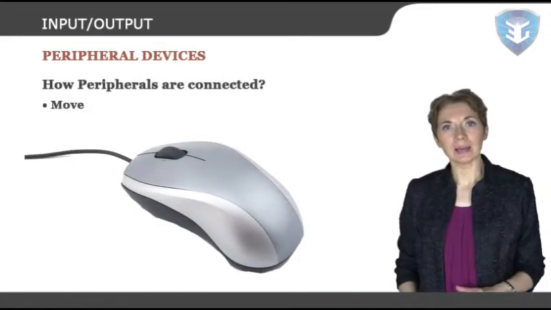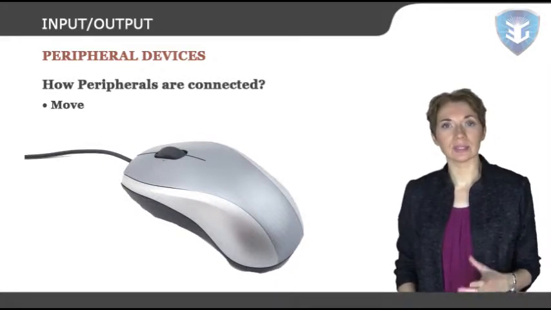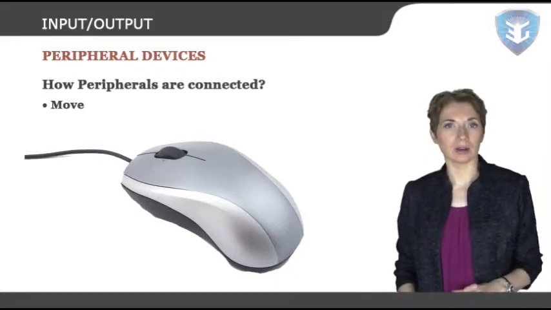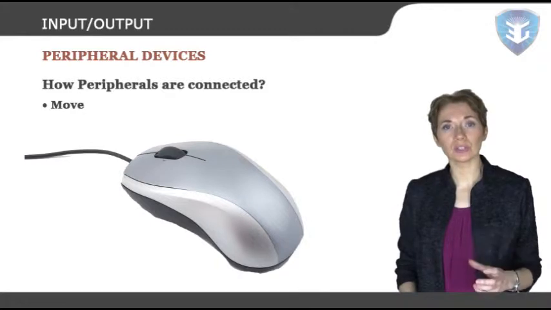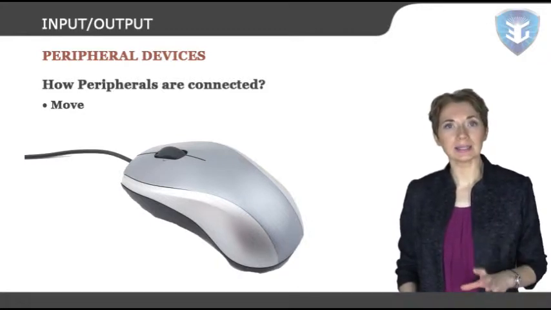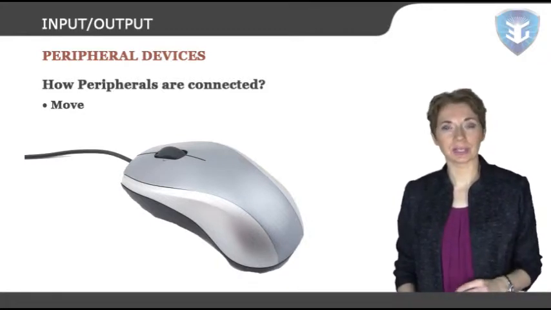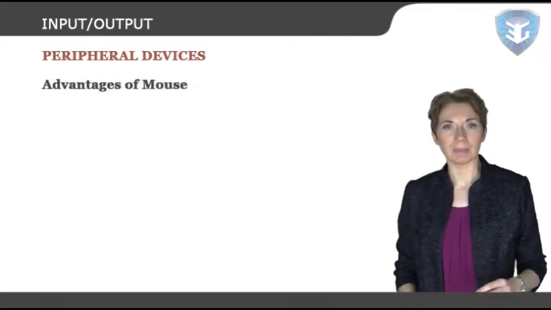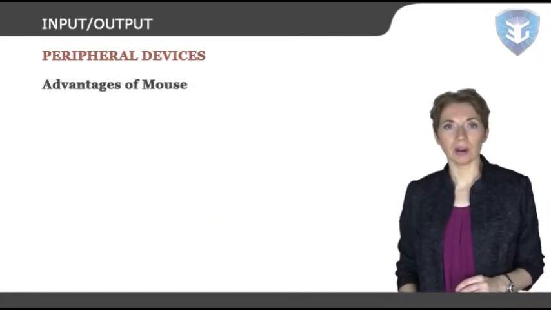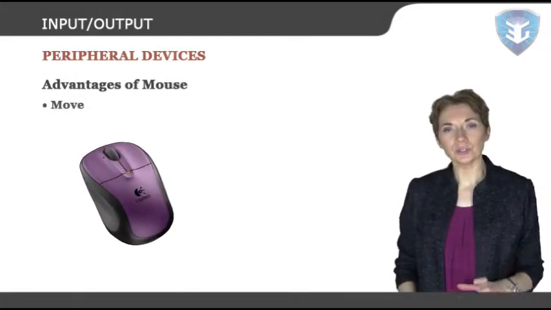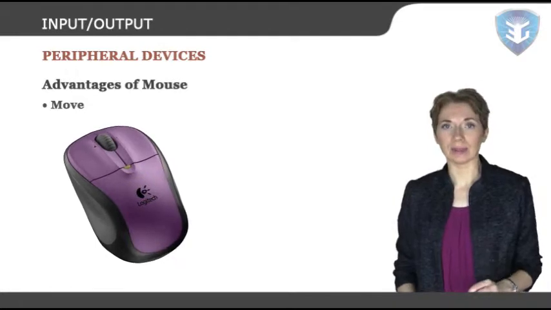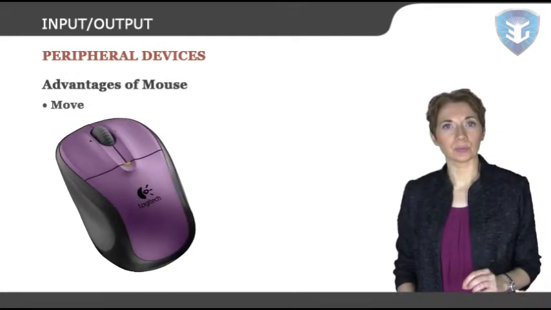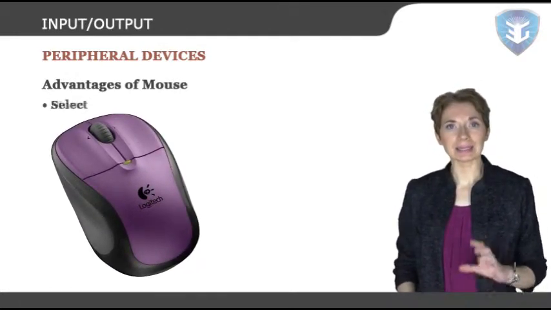Mouse. A mouse is a hardware input device that was invented by Douglas Engelbart in 1963 while working at Xerox PARC, who at the time was working at the Stanford Research Institute, which was a think tank sponsored by Stanford University. Advantages of a mouse. The advantages of a mouse are to move. Using the right or left hand, you can drag the mouse up, down, left, or right to move the mouse pointer on the screen. Select.